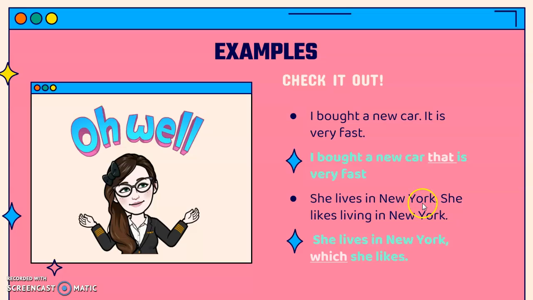She lives in New York. She likes living in New York. So in order to not repeat New York, we use the relative pronoun which. She lives in New York, which she likes. So here we use which in order to talk about New York. That is the place that she likes.